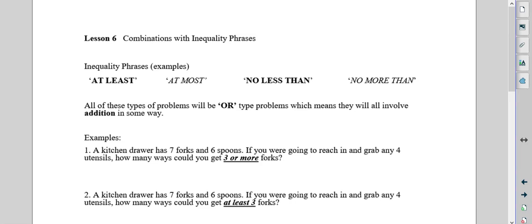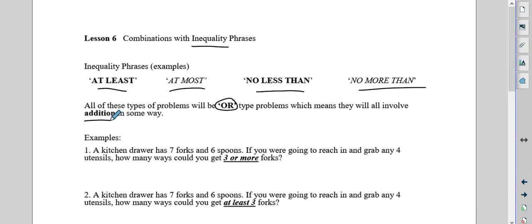All right, lesson 6 is dealing with inequalities. So we're looking for these phrases: at least, at most, no less than, no more than. Now, pay attention: these are all going to be "or" problems, and we're using addition in some way. There'll still be some multiplication, but when we're talking about the inequality part, we're going to be adding.